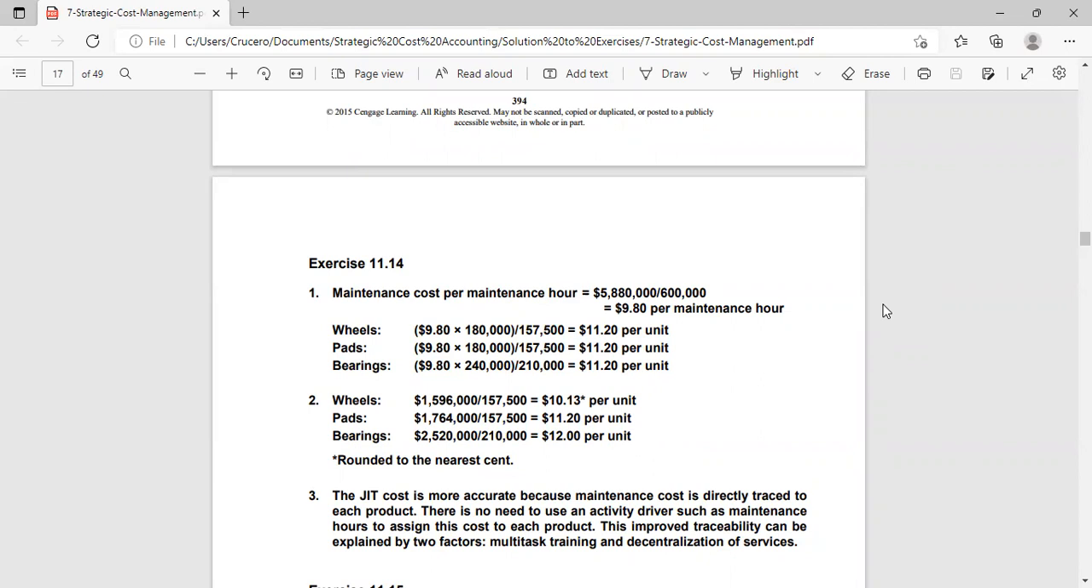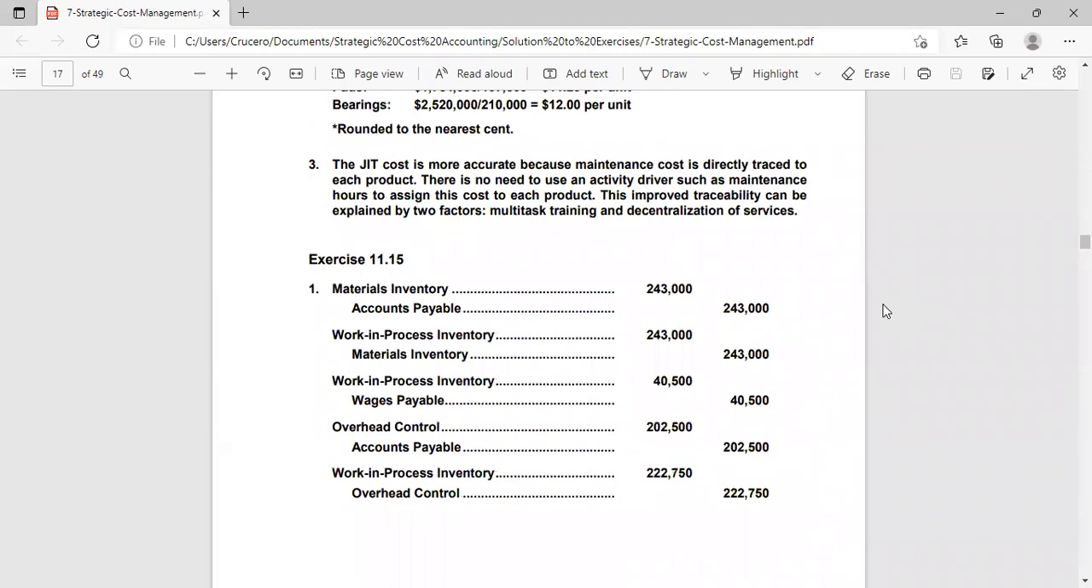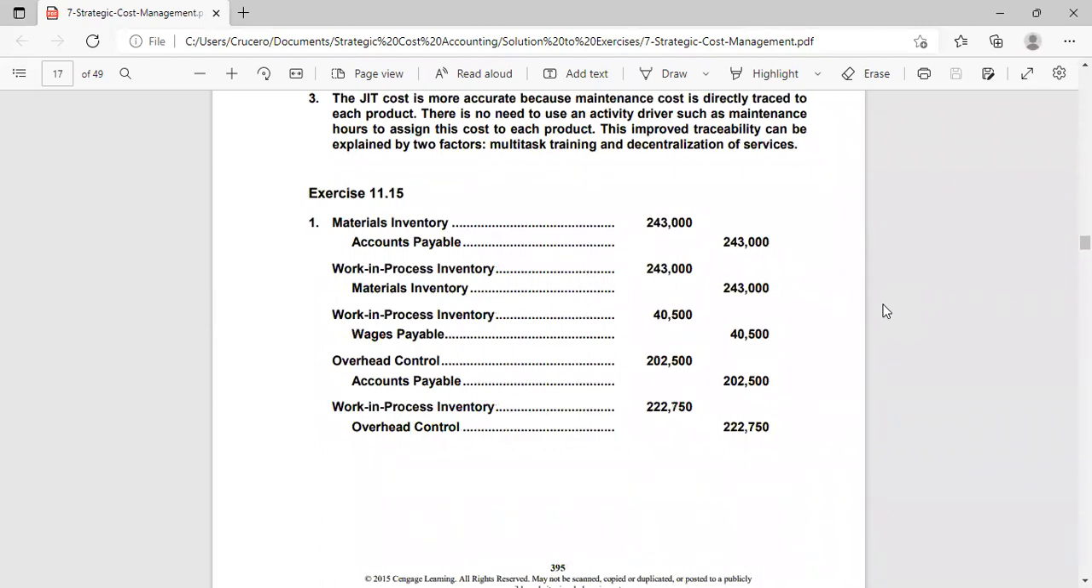The JIT cost is more accurate because maintenance cost is directly traced to each product. There is no need to use activity drivers such as maintenance hours to assign this cost to each product. This improved traceability can be explained by two factors. So we have now the multitask training and decentralization of services.